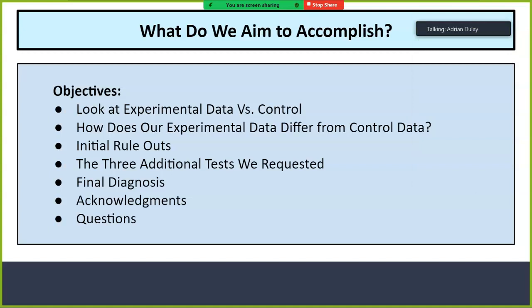Okay, so what do we aim to accomplish? Our objectives for this project were to look at experimental data versus control data, and how our experimental data differs from control data, and what were our initial ruleouts, and the 3 additional tests that we requested, and we need to see the final diagnosis, our acknowledgements at the end, and to discuss any questions that you have for us.